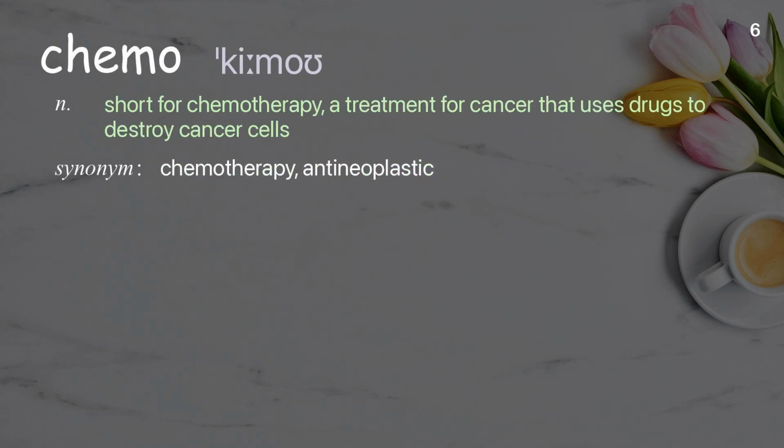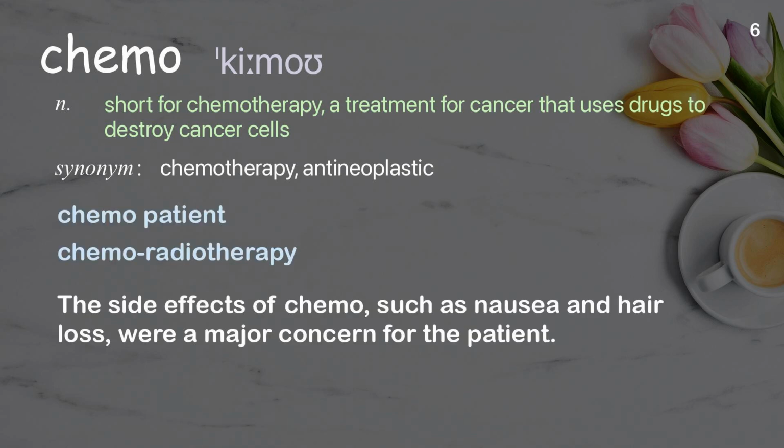Chemo. Short for chemotherapy, a treatment for cancer that uses drugs to destroy cancer cells. Examples: Chemo patient. Chemoradiotherapy. The side effects of chemo, such as nausea and hair loss, were a major concern for the patient.